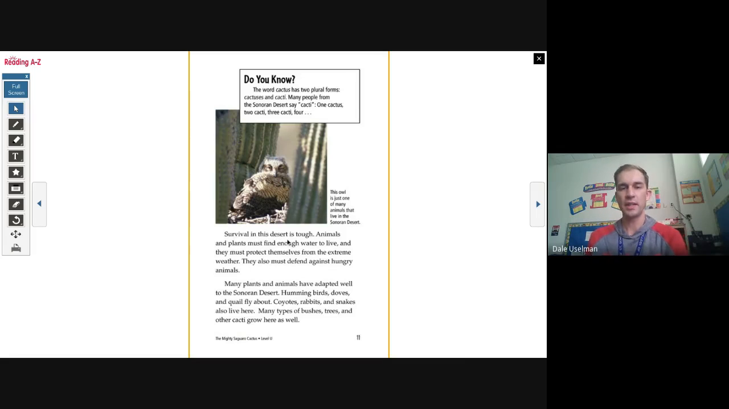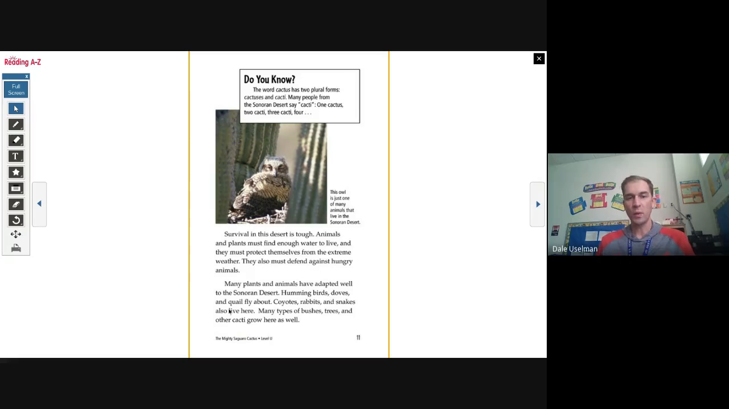Surviving in this desert is tough. Animals and plants must find enough water to live, and they must protect themselves from the extreme weather. They also must defend against hungry animals. Many plants and animals have adapted well to the Sonoran Desert.